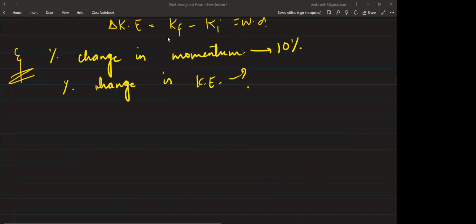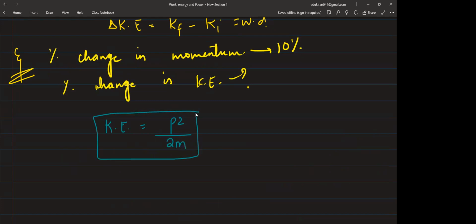See, when you're calculating the change in momentum due to kinetic energy, you should know one more formula of kinetic energy. This is P square divided by 2m. What is P? P is the momentum and m is the mass.